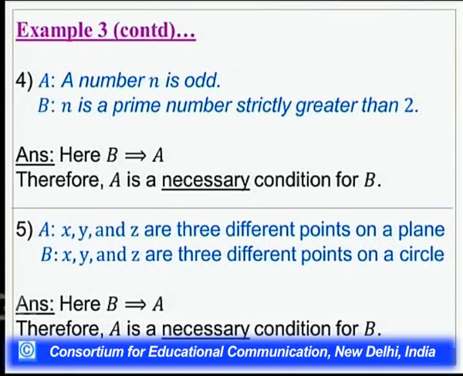Next example gives you the proposition A as x, y and z are 3 different points on a plane, and proposition B is x, y and z are 3 different points on a circle. And here circle would just represent one set of possibilities. So in this case, if B is true, then A is also true, but not the other way around, because a plane could take any other shape as well. And therefore A here is a necessary condition for B to be true.